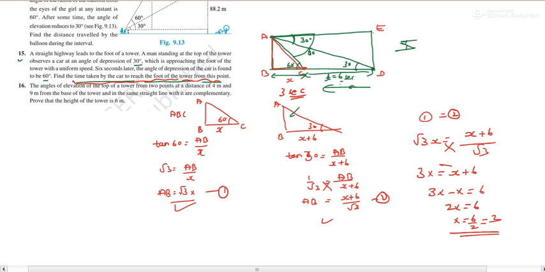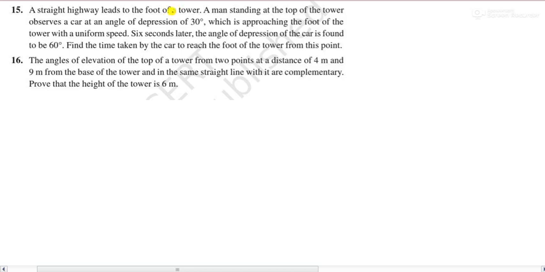Okay, moving to the last question. What have they given? They have given that the angles of elevation of the top of a tower from 2 points at a distance of 4 meter and 9 meter from the base of the tower and in the same straight line with it are complementary. Prove that the height of the tower is 6 meter.